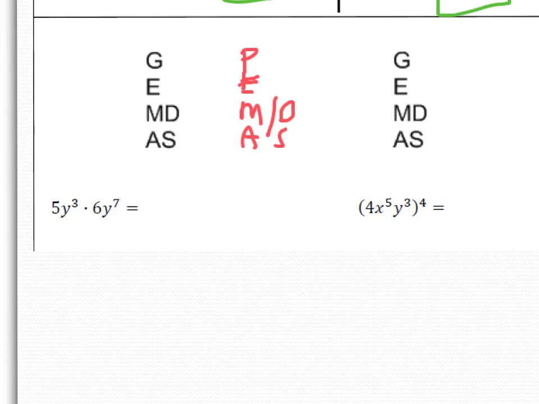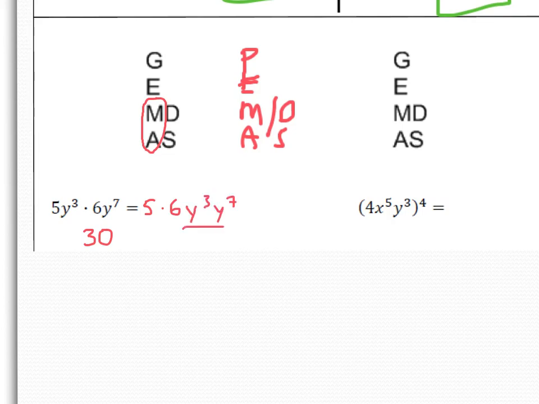So multiplication is here. What I'm going to show you is this. If I circle multiplication and what's below it, the A, what does that stand for? Add. What does that tell me? Well, when I take my product rule and I multiply powers, I'm going to add the exponents together. Okay, so again, treat numbers like numbers. 5 times 6 would be 30. Then I'm going to take y to the 3rd, y to the 7th.